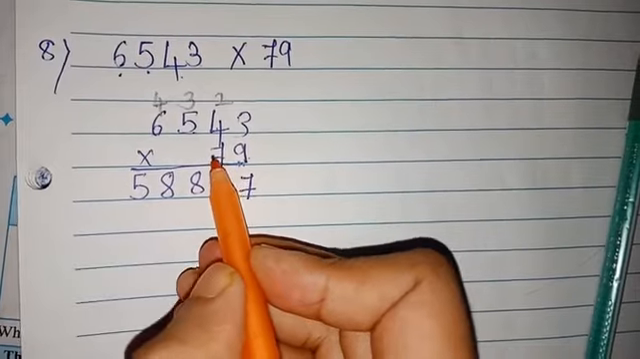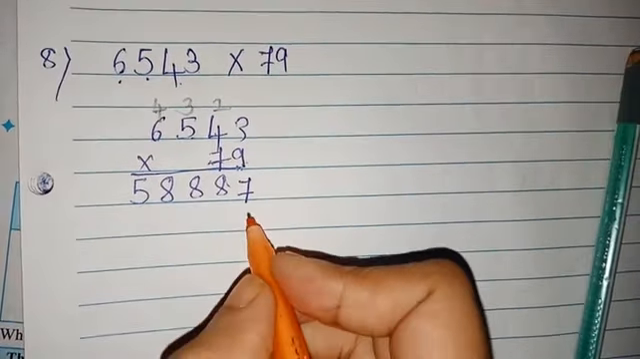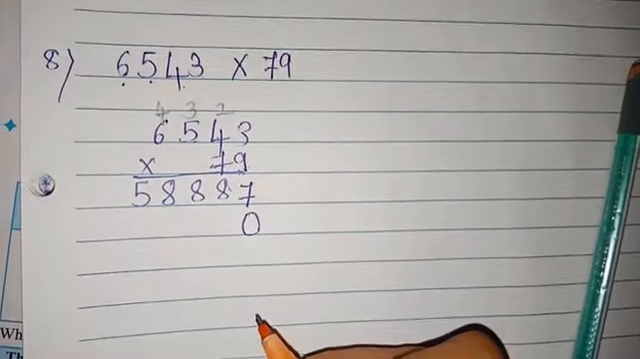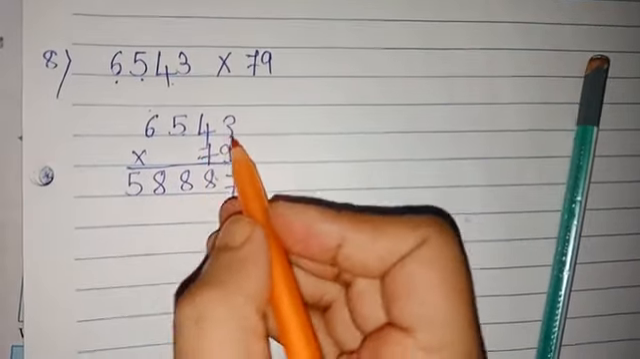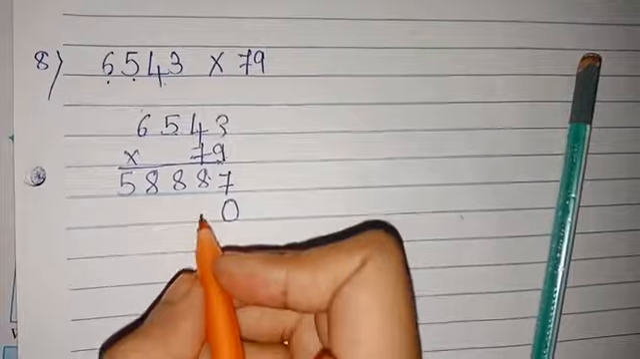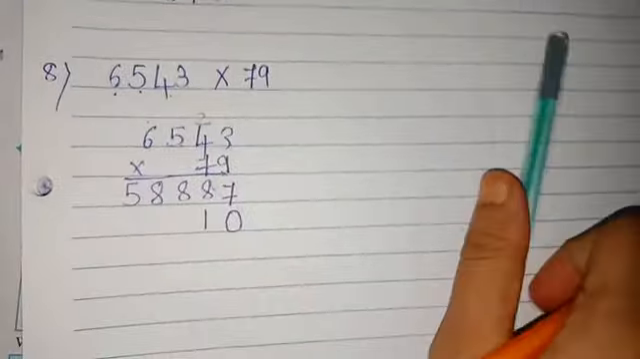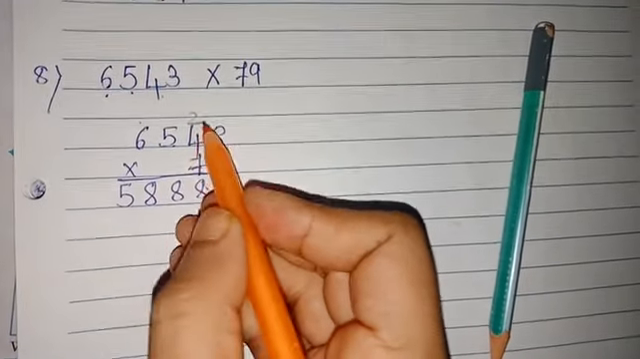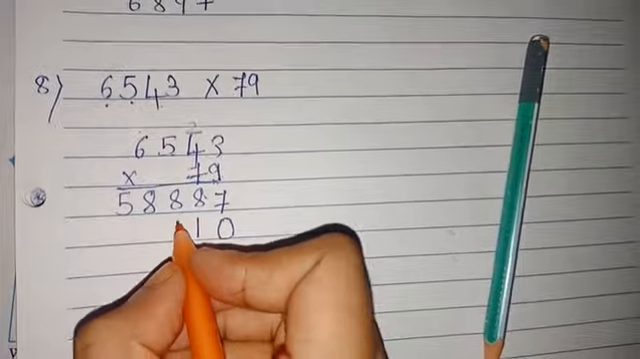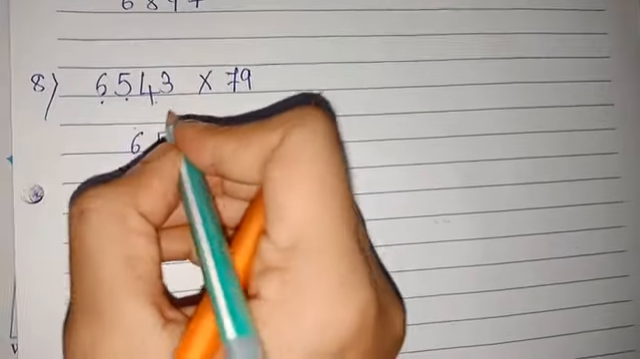Now this 7 is in tens place. So I will write 0 in units place. So 7 3s are 21. So 1 will come here and carry it forward 2. 7 4s are 28. 28 plus 2 is 30. So 0 will come here and carry it forward 3.